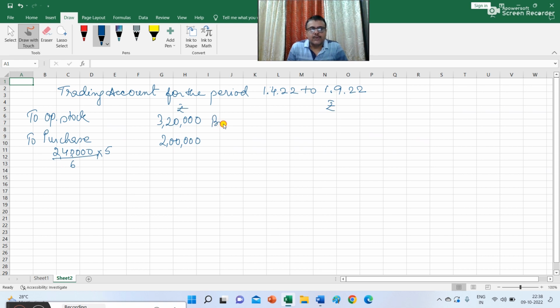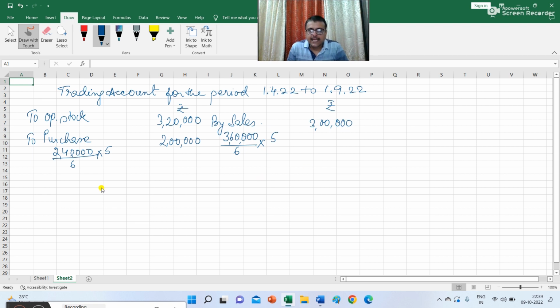Similarly, you have to calculate the amount of sales from 1st April 2022 till the date of fire. It is given in the question that 3,60,000 is the amount of sales from 1st March 2022. So this will be 3,60,000 into 5 by 6. This 3,60,000 is the amount of sales for 6 months, but you need to determine the sales from 1st April to 1st September, which is 5 months. So 3,60,000 sales is for 6 months. What is the sale for 5 months? So you will get 3 lakhs.